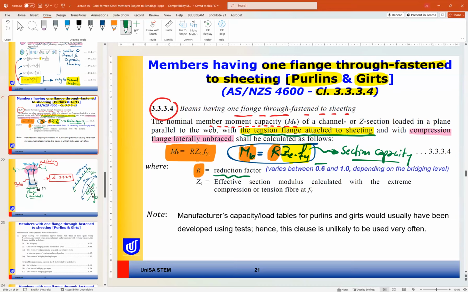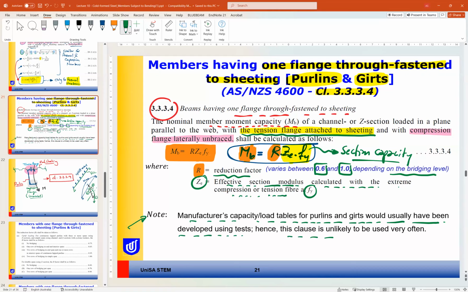So it will be the section capacity multiplied by a reduction factor R. This reduction factor varies between 0.6 and 1, depending on the bridging level of the purlin. Ze, again, is the effective section modulus calculated with the extreme compression fibers, and F yield. There is a note here that the manufacturer's capacity or load tables for purlins and girts would usually have been developed using tests. Hence, this clause is unlikely to be used very often.